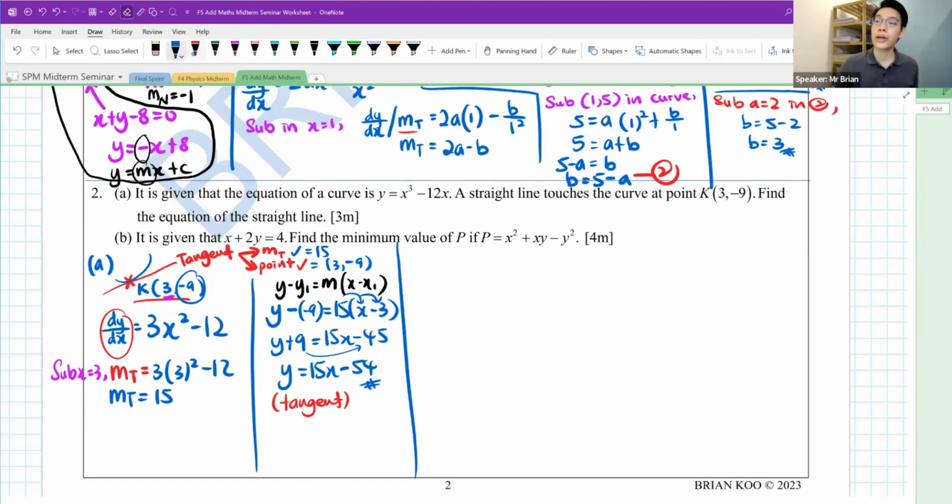Okay, part A. So again, it's the understanding that dy dx is your gradient of tangent. You need your dy dx to go and find it.